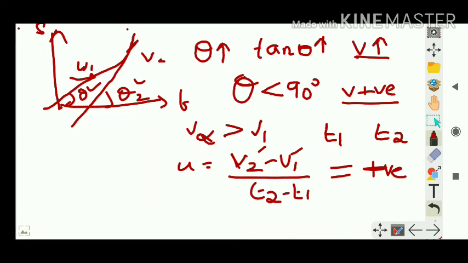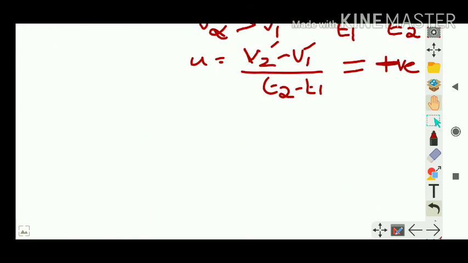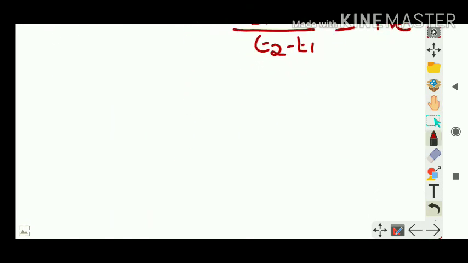Now similarly, let's move on with the next section. I will give you a small trick.